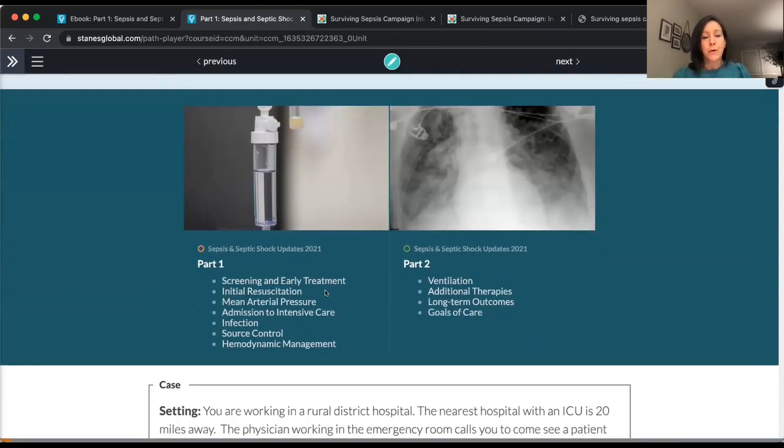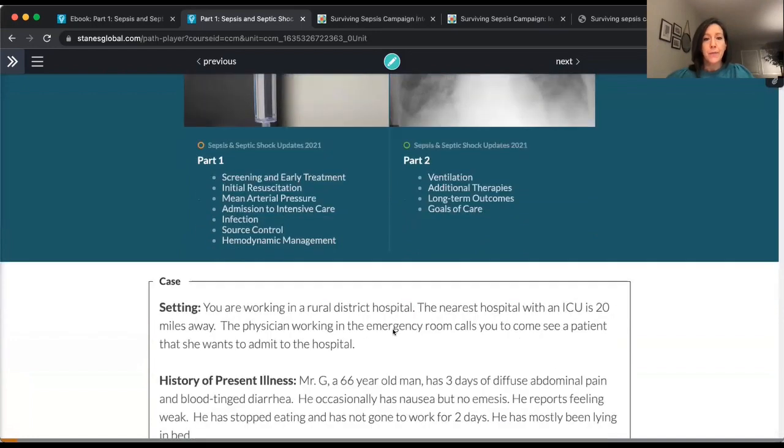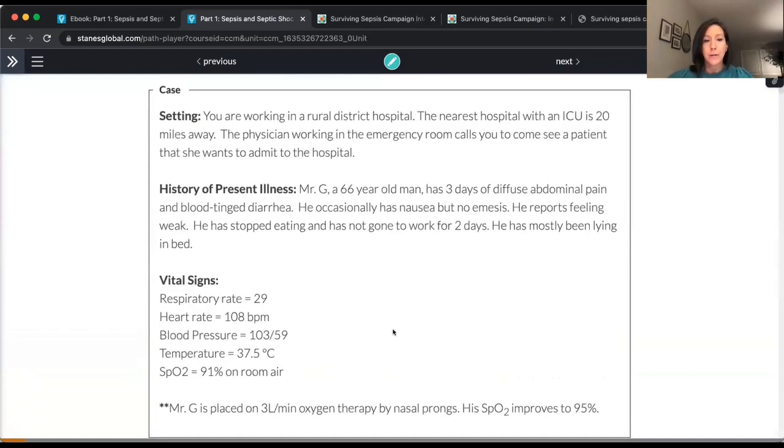So again, this is a 2-part session. There are 93 updates to the sepsis guidelines, so we had to break this up into 2 sessions. Part 1 is screening and early treatment, initial resuscitation, mean arterial pressure, admission to intensive care, infection, source control, and hemodynamic management. We have 2 hours today. We're going to try to get through all of these topics today. And then on Friday, we'll do part 2, where we talk about ventilation, additional therapies, long-term outcomes, and goals of care.